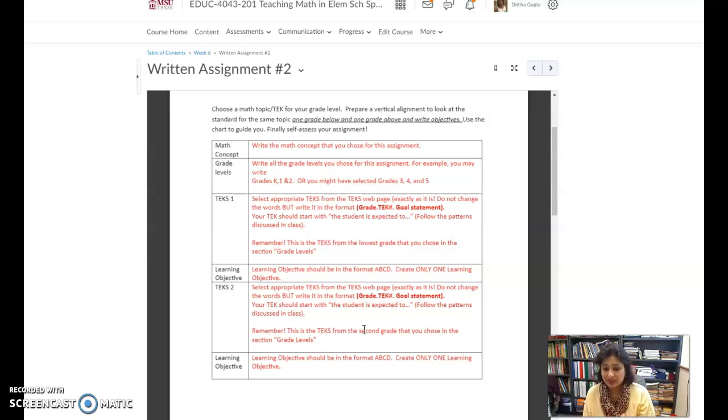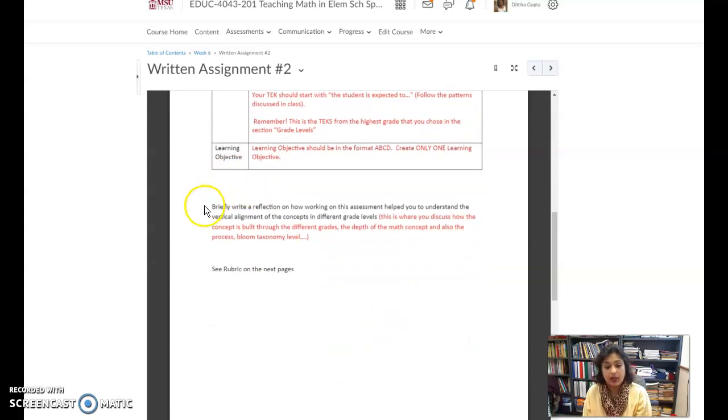The goal of this assignment is for you to be able to see the depth that is happening in the TEKS and also the depth that you are bringing in with the learning objective. You are pushing your students towards higher order thinking skills, towards the higher continuum on Bloom's taxonomy. The other thing you're going to be doing is writing a reflection. In this reflection, you are discussing how the concepts are built across the different grade levels, the depth, the process that is involved in it, and the Bloom's taxonomy level.